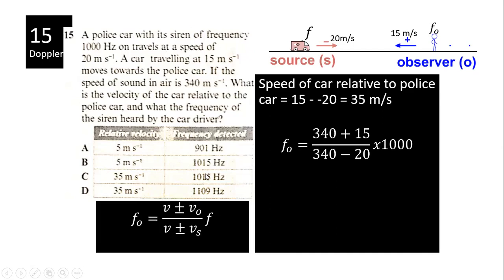Okay, for this formula, the observer is moving towards the source. So that's why for this top one we choose plus 15. But the source is moving to the right, and the sound is also moving to the right. So that's why we choose negative, since both are in the same direction. And calculate out, the answer is donkey. Okay. Anything not clear?